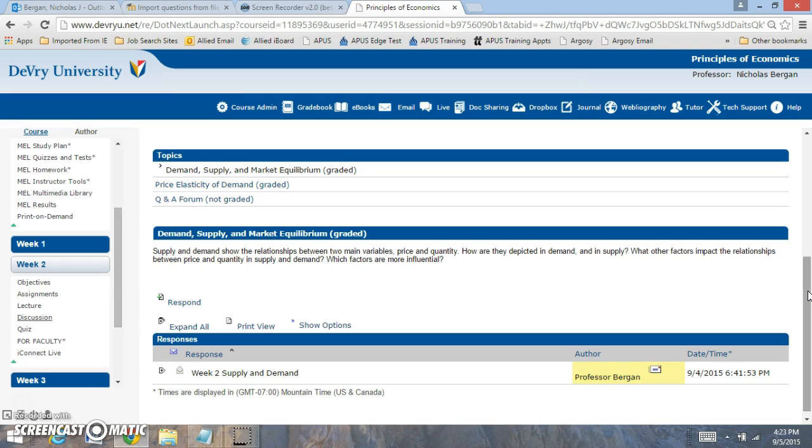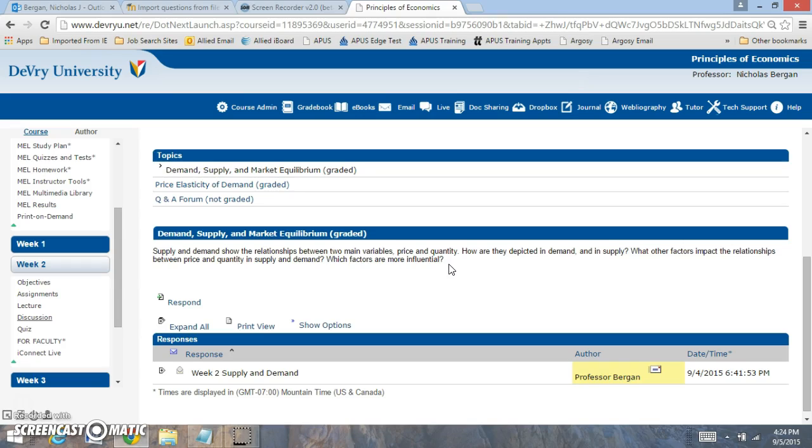For this week in this first discussion board, you're looking at supply and demand and showing the relationship between 2 main variables, price and quantity. How are they depicted in demand and in supply? So how do you represent them? So demand is dealing with buyers, supply is dealing with sellers. What other factors are going to impact the relationship between price and quantity? So those are those factors that we look at that will shift the demand curve as well. And then which factors do you think are most influential?